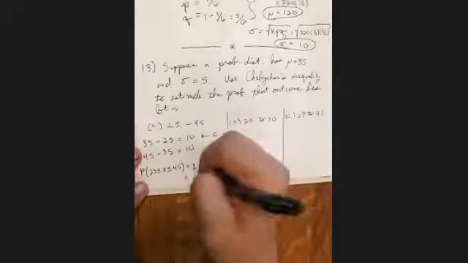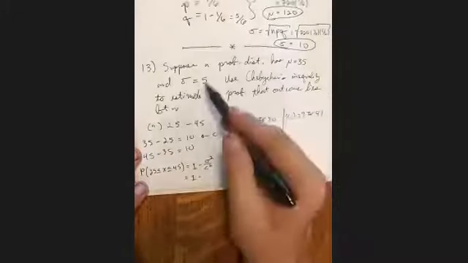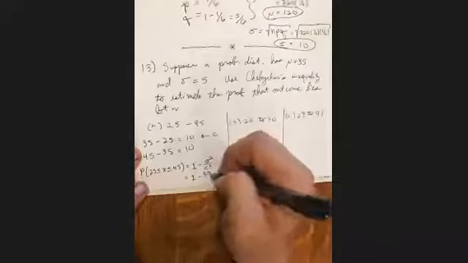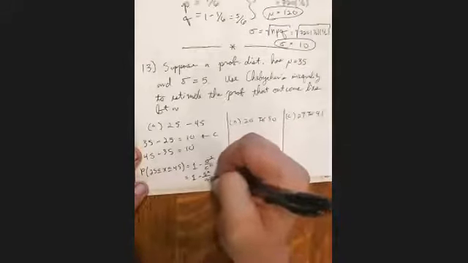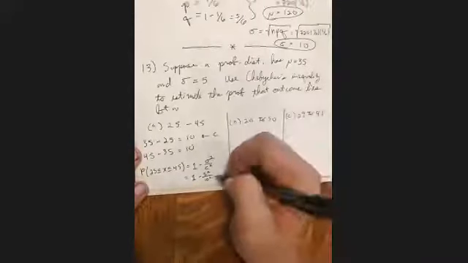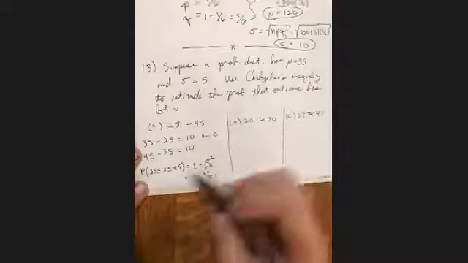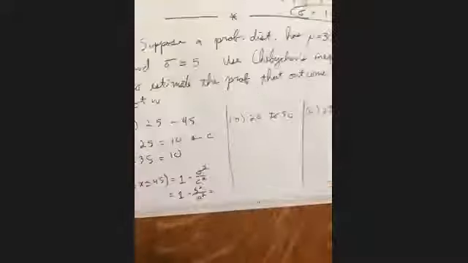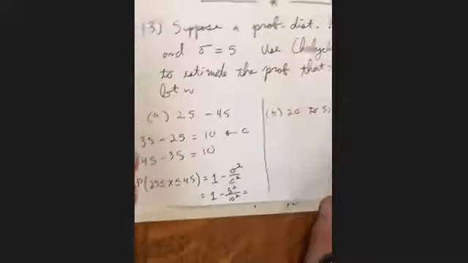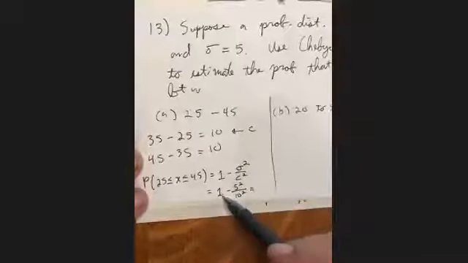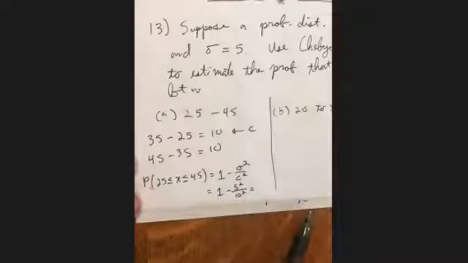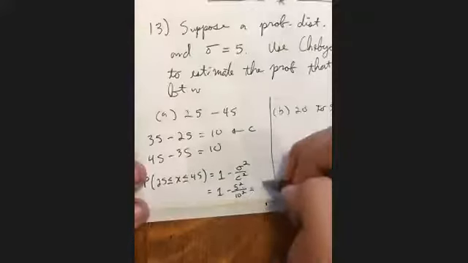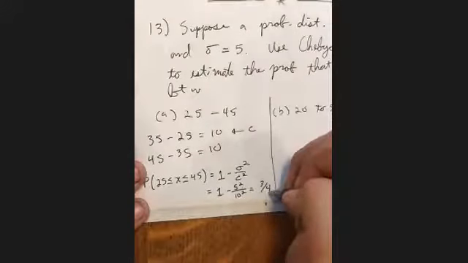So that's going to be 1 minus sigma, which is 5 squared, over c, which is 10 squared. So that's 1 minus 5 squared. Let me zoom in. It's a little small. 1 minus 5 squared over 10 squared, which is 25 over 100, which is 1/4. So the answer here is 3/4.